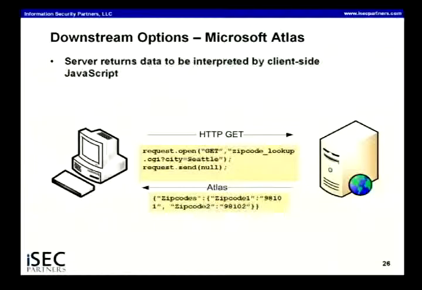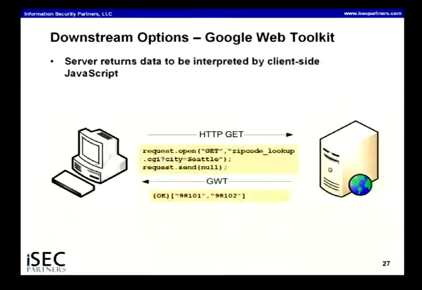Microsoft Atlas, which actually looks like JSON. Like I said, these slides are a little bit boring. We're going to go through them quickly. Google Web Toolkit sends back data that looks similar to that.